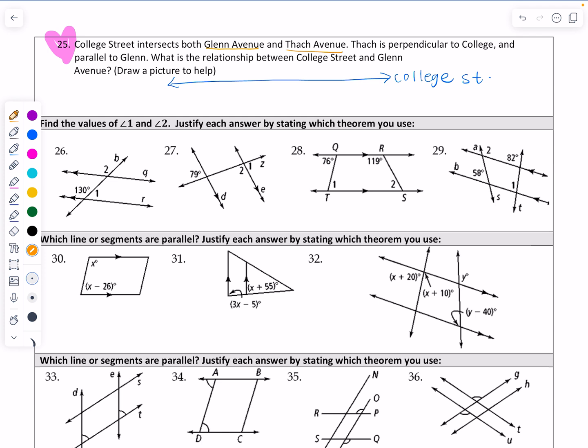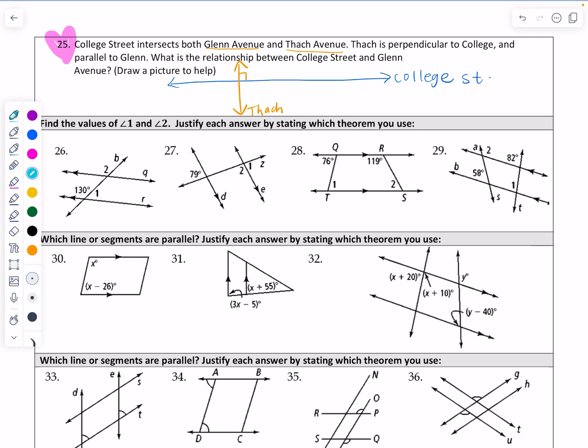Thatch is perpendicular to college. So I have a friend that named their child Thatch, and so it's perpendicular to college. So what that means is that it crosses it, and it crosses it at a right angle, or a T. And so that is going to be Thatch, T-H-A-C-H. It's perpendicular to college, and it's parallel. Thatch is perpendicular to college, but also parallel to Glen.